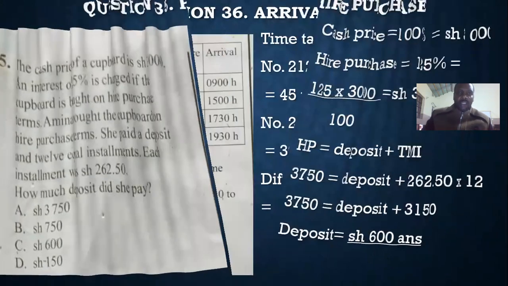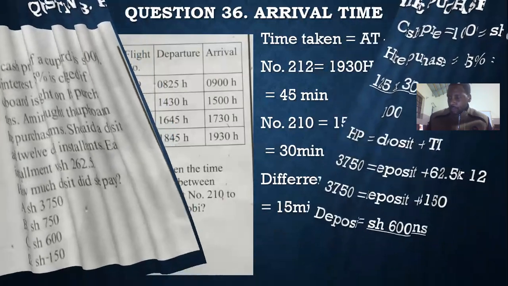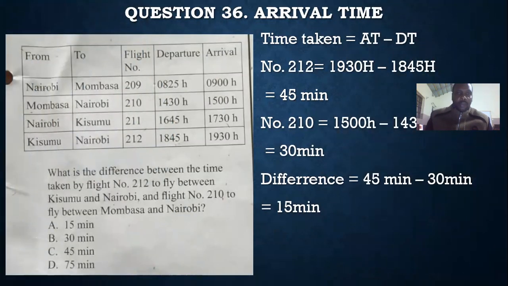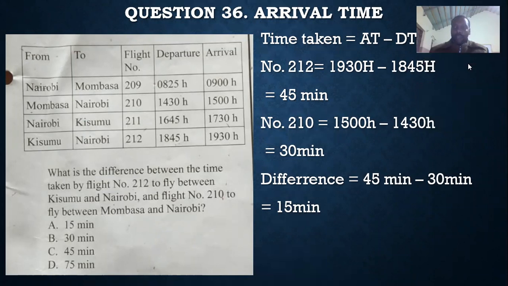Moving on to number 36. We have a question on arrival time. What is the difference between the time taken by flight number 212 to fly between Kisumu and Nairobi, and flight number 210 to fly between Mombasa and Nairobi? Keyword: time taken is equal to arrival time minus departure time. Never say the opposite. It is never departure time minus arrival. It's arrival minus departure. So candidates take note that time taken is arrival time minus departure time.